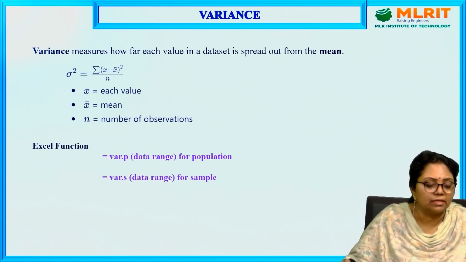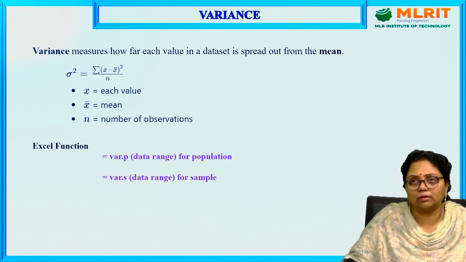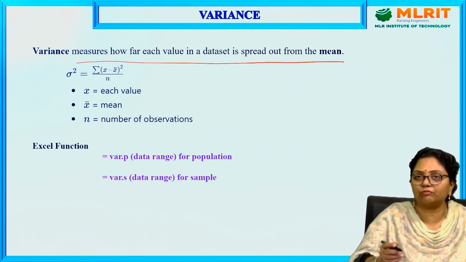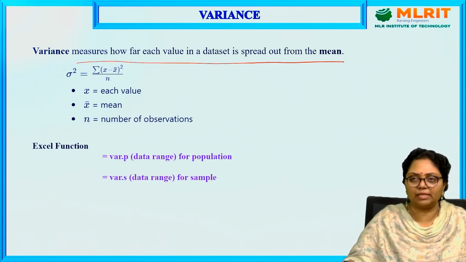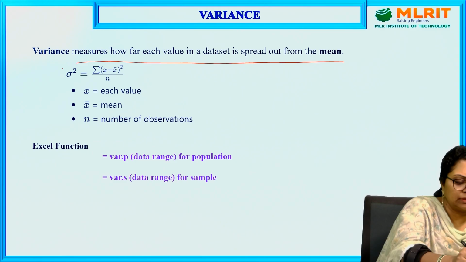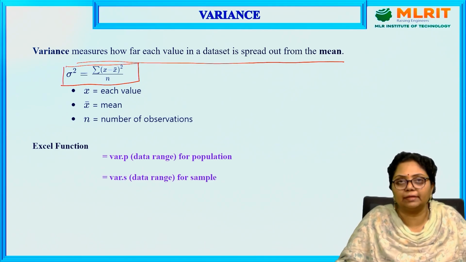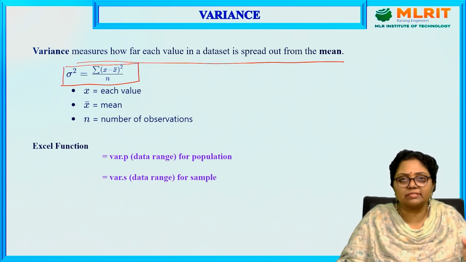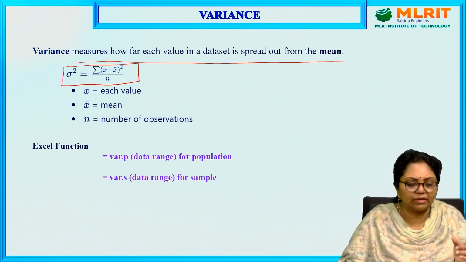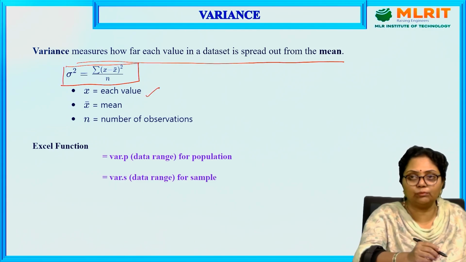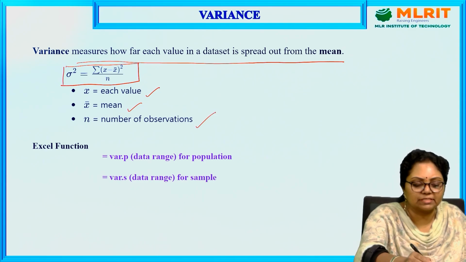The next one, variance. Variance is another measure of dispersion where we measure how far each value in the data set is spread out from the mean, that is, to what extent it is spread out from the data mean. Now, the formula is sigma square equals summation of x minus x bar whole square divided by n. So here we are finding the spread of the data set from the mean. We take x minus x bar, then we square it, sum it, and divide by the number of observations. Here x represents each value, x bar represents the mean, and n represents the number of observations.